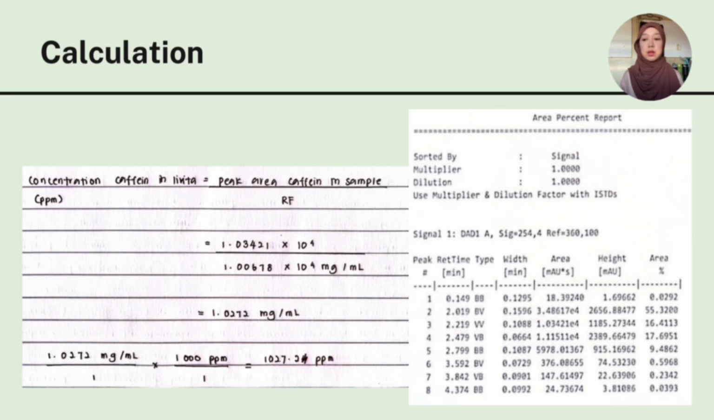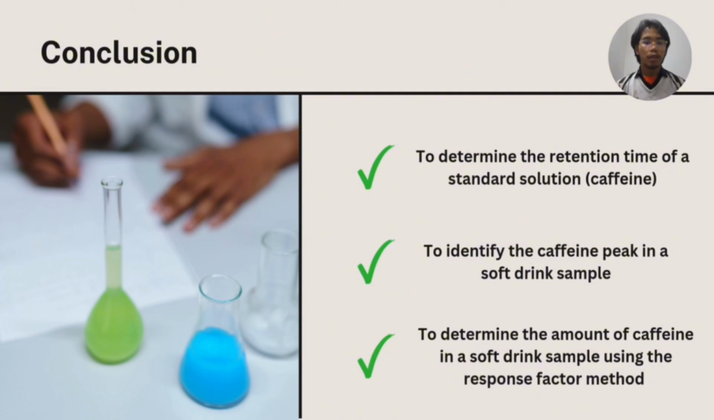The concentration of caffeine in Libita equals the peak area of caffeine in the sample over RF. Based on the graph, we choose 1.03421 times 10 to the power of 4 over 1.00678 times 10 to the power of 4 milligram per milliliter, and we get 1.0272 milligram per milliliter. To change milligram per milliliter to ppm, we calculate 1.0272 milligram per milliliter over 1 times 1000 ppm over 1, and we get 1027.2 ppm.